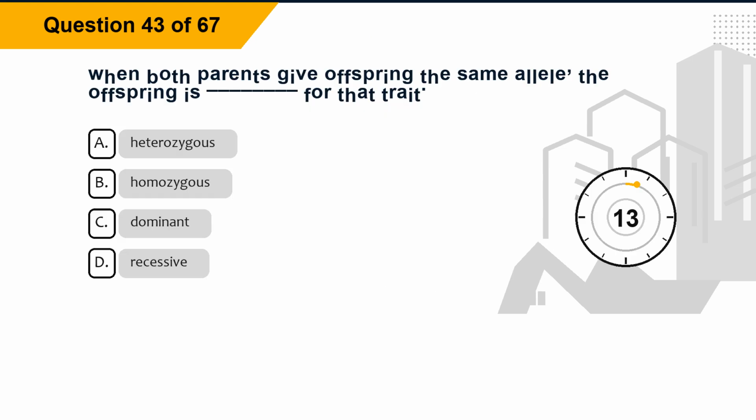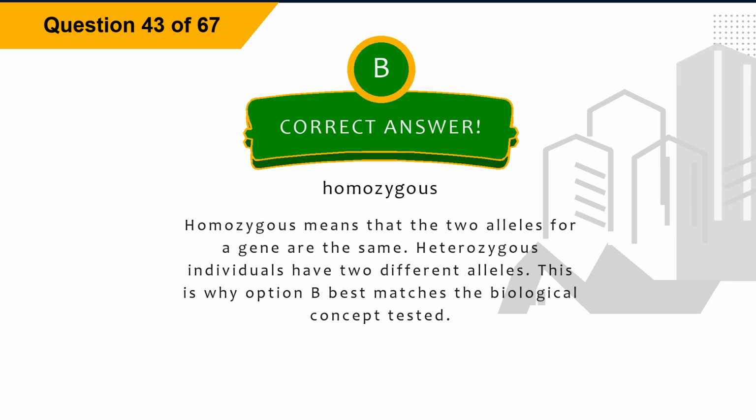Question 43. When both parents give offspring the same allele, the offspring is blank for that trait. Option A, heterozygous. Option B, homozygous. Option C, dominant. Option D, recessive. The correct answer is option B, homozygous. Explanation: homozygous means that the two alleles for a gene are the same. Heterozygous individuals have two different alleles. This is why option B best matches the biological concept tested.